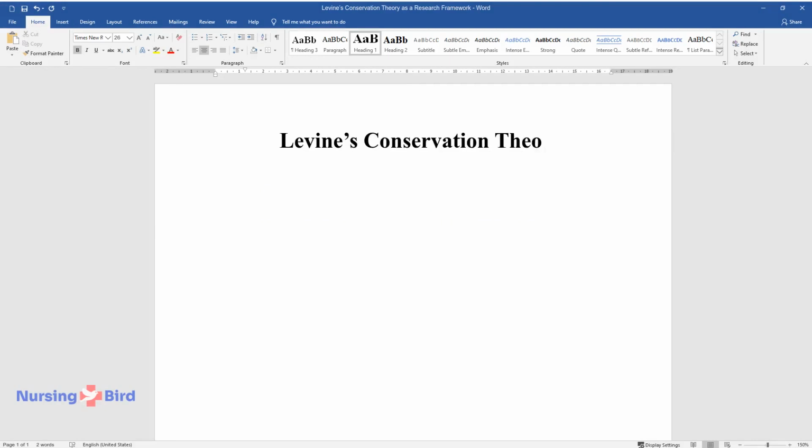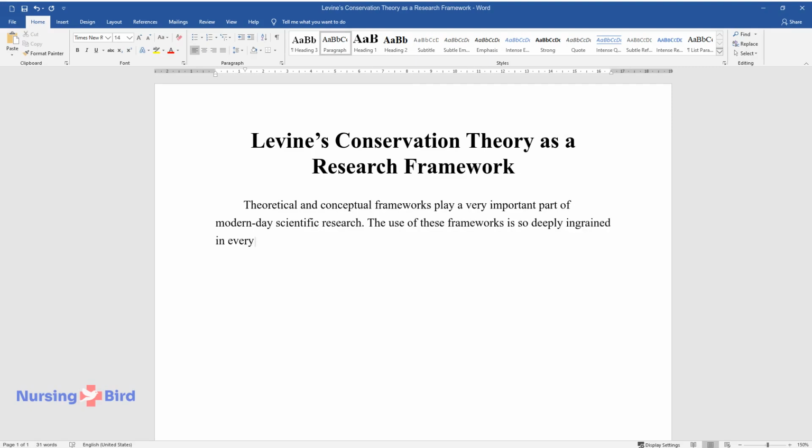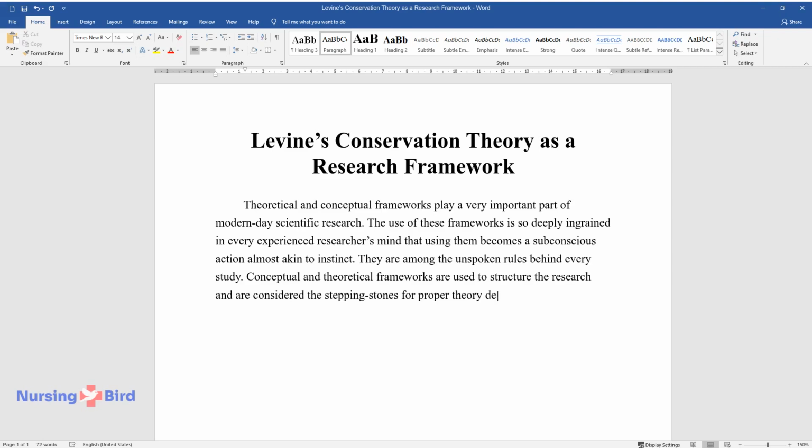Levine's conservation theory as a research framework. Theoretical and conceptual frameworks play a very important part of modern-day scientific research. The use of these frameworks is so deeply ingrained in every experienced researcher's mind that using them becomes a subconscious action almost akin to instinct. They are among the unspoken rules behind every study. Conceptual and theoretical frameworks are used to structure the research and are considered the stepping stones for proper theory development.